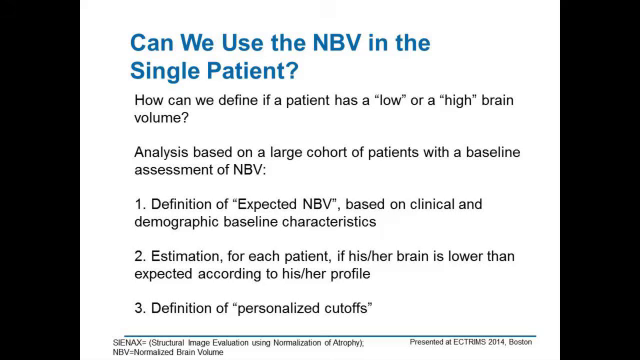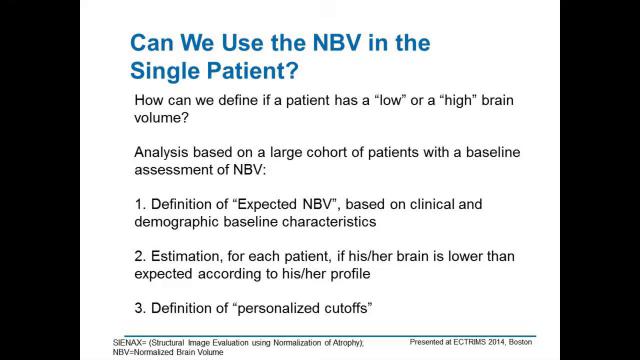We have seen that the volume of the brain has a prognostic role at the group level. So on average, patients with a lower volume of their brain at baseline have a worse prognosis. But how can we use the volume of the brain to assess single patients? So how can we define if a patient has a low or high brain volume when we take a brain atrophy measurement on a single subject? I will present an analysis based on a large cohort of patients that were assessed with the baseline normalized brain volume, so with the baseline MRI scan.